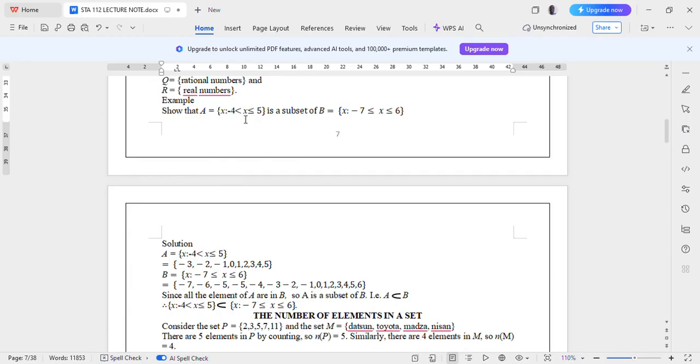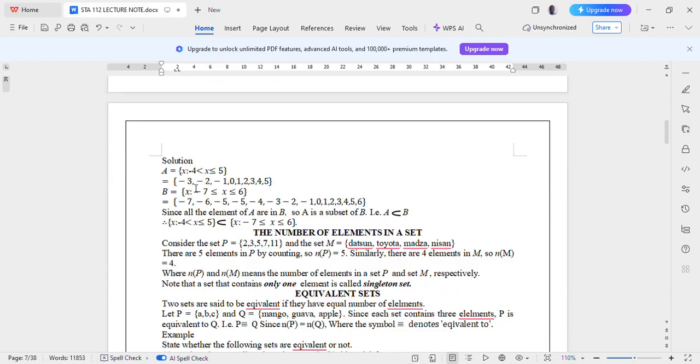A is a set of x such that x is greater than minus 4 and less than or equal to 5. It is a subset of B, which is a set of x such that x is greater than minus 7 and less than or equal to 6. Now the solution: you have to list all the elements in A, that is, x greater than minus 4 and less than or equal to 5. So these are the elements. Then B is greater than minus 7 and less than or equal to 6. These are the elements in B. Since all the elements of A are in B, A is a subset of B. Yes, you can see all these elements in A are also in B. So we can say A is a subset of B.